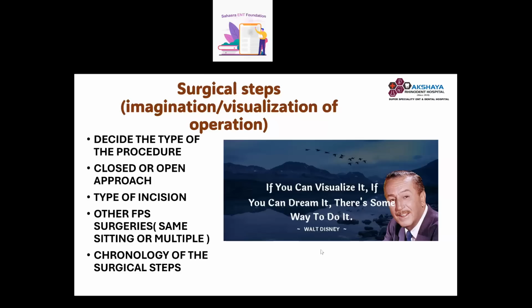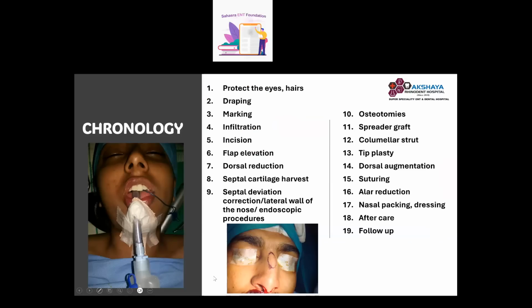When you wash your hands, during that time also I visualize the procedure. What is the plan? What is the thing we have to do? You decide the type of procedure, whether the patient needs a closed approach or open approach, what kind of incision the patient requires, and what other procedures the patient may require. All those things you have to visualize well in advance, and you must have a blueprint in your mind. The chronology is also very, very important.